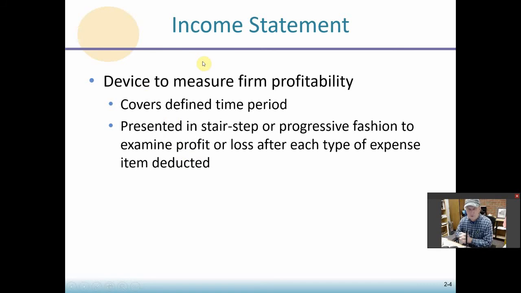So the income statement measures profitability over a particular time period. We're used to looking at these for a quarter, 3 months, or half a year, or a full year, or sometimes even in longer cases, or shorter as well.